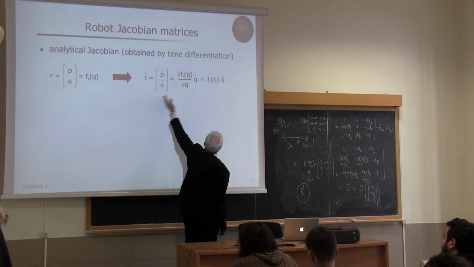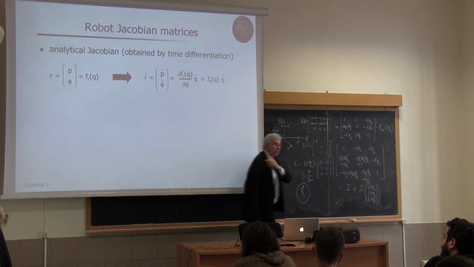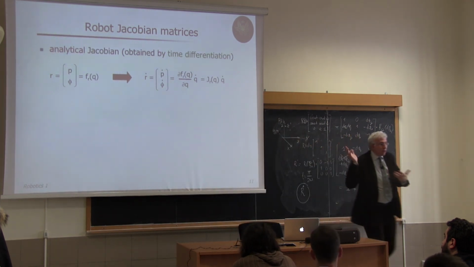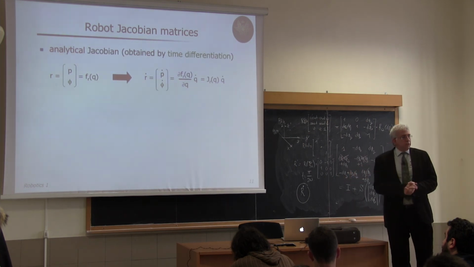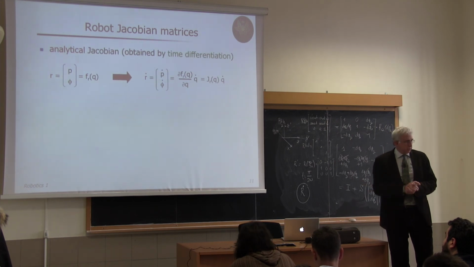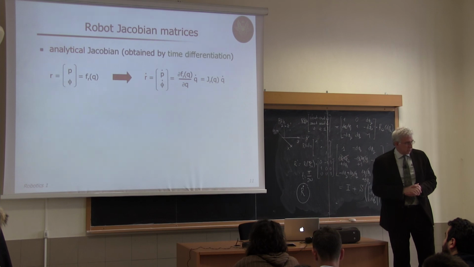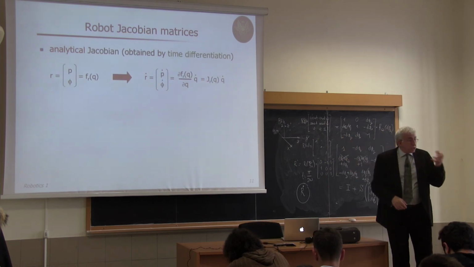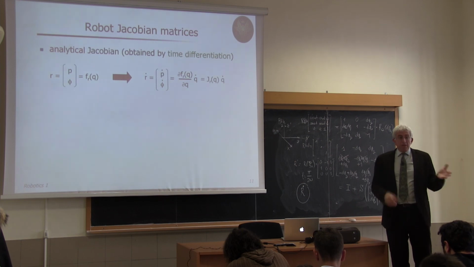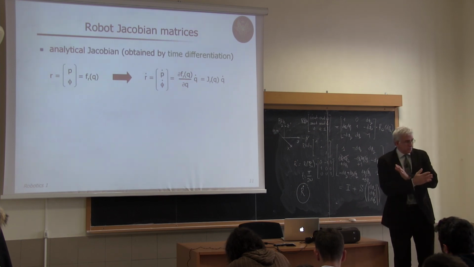In this case, it's 6 by n, because I don't know how many joints there are. If it's a 6 degrees of freedom robot, it's a 6 by 6 matrix. It's the Jacobian of the KUKA lightweight arm, which has 7 joints. It's a 6 by 7 matrix. It's the Jacobian of a SCARA robot. It's a 6 by 4 matrix. Okay?